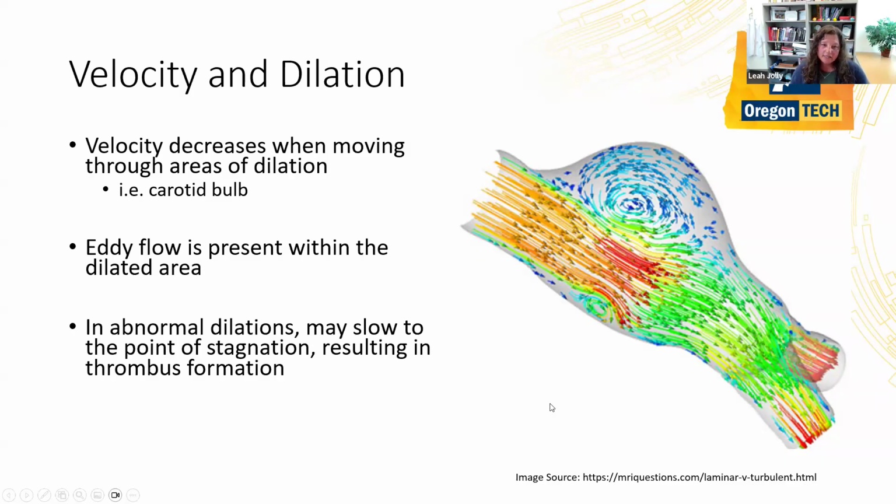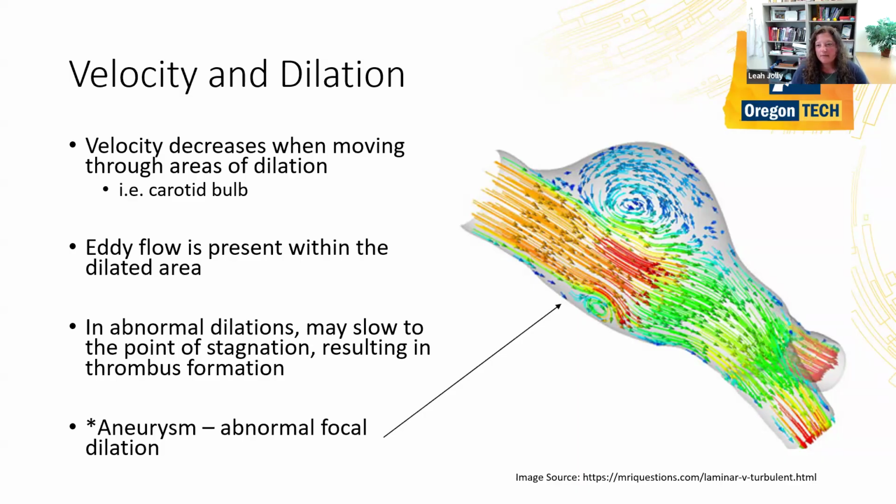In abnormal dilations, for example, an aneurysm, the flow in this area can slow to the point of stagnation, and then eventually we get thrombus formation in that area. So an aneurysm is an abnormal focal dilation. And if this is not the carotid bulb, for example, if this is the abdominal aorta, that dilation is not normal.